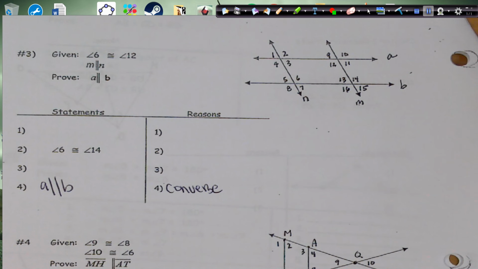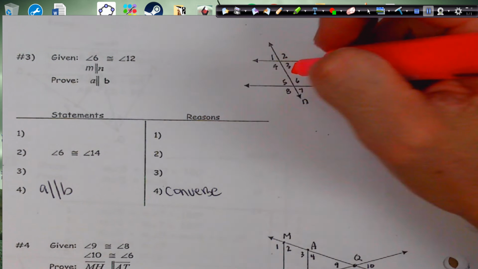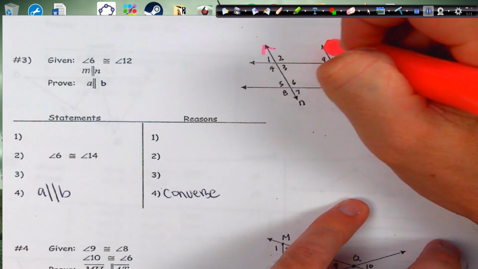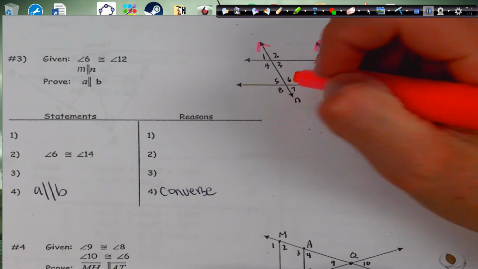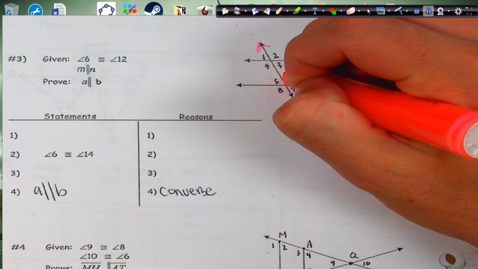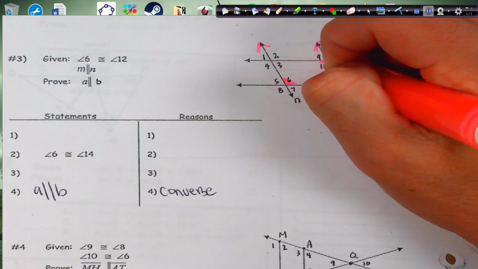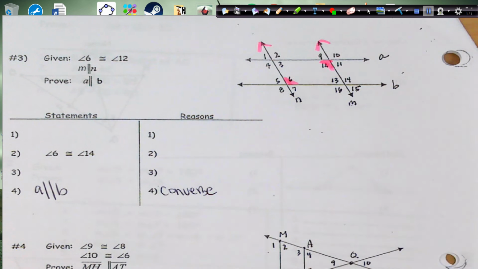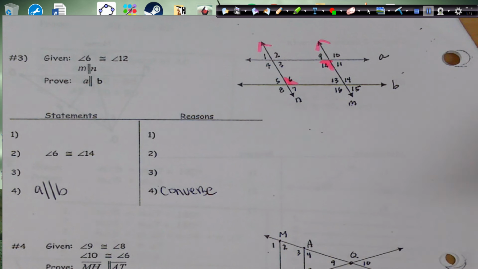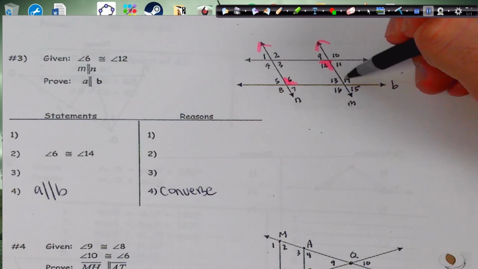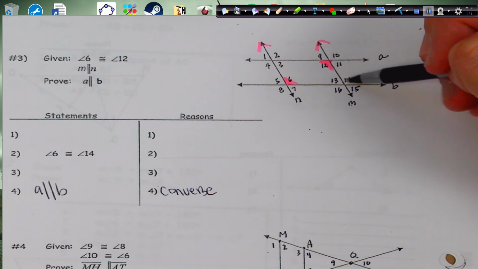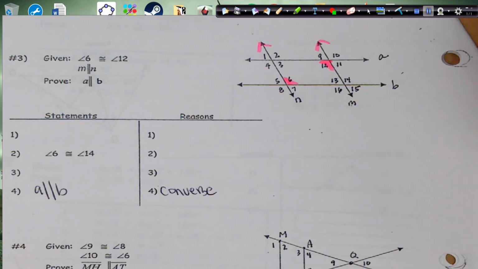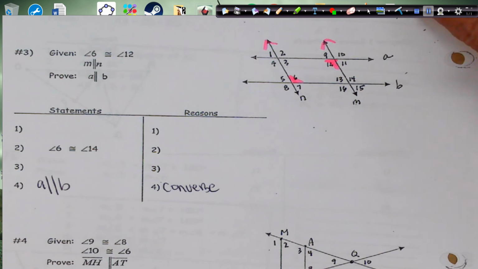Okay? So let's go ahead and label some stuff. M is parallel to N, so we're just going to put little additional parallel arrows on there. And then 6 and 12 are congruent. Okay, so we can actually attack this in a bunch of different ways. Now, it seems like they're showing that 6 and 14 are congruent. And so I want to somehow show that 12 and 14 are congruent. So I think that's the path we're going to take.